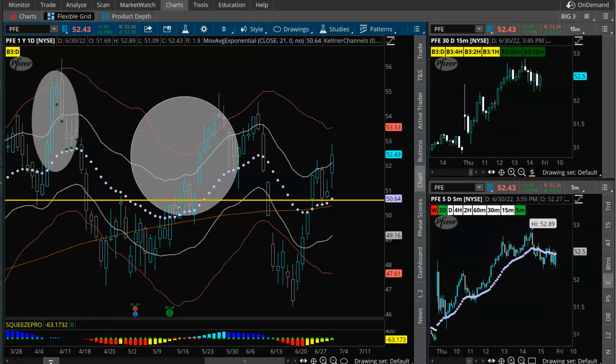All right, next up is Pfizer, PFE. Pretty good structure, right, back above that daily 21. So we're at the launching pad.